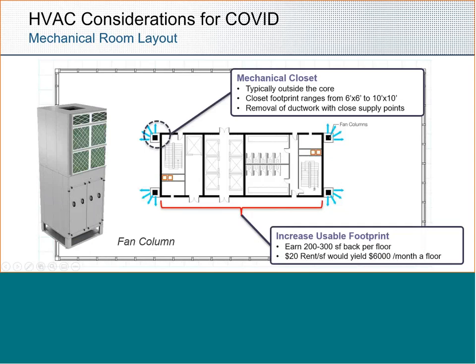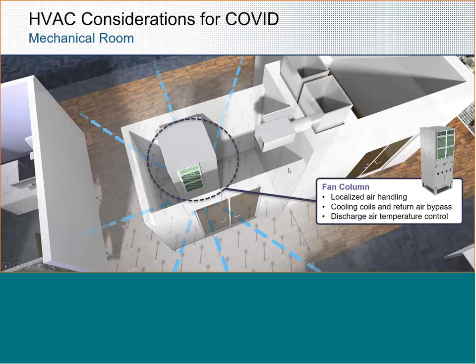So the idea is that we're moving these into a small closet in the tenant space and shrinking that core. The closets are anywhere from 6x6 to 8x8. It's not uncommon to earn 200 to 300 square feet back per floor when doing this. So that could result in, conservatively, about $6,000 per month per floor, just as an estimate. So the idea here, with COVID and looking to the future, is to design for redundancy using this type of system. You could easily envision a larger closet here, where on day two or year two, you add another air tower directly into the space to boost the air and the air changes overall.